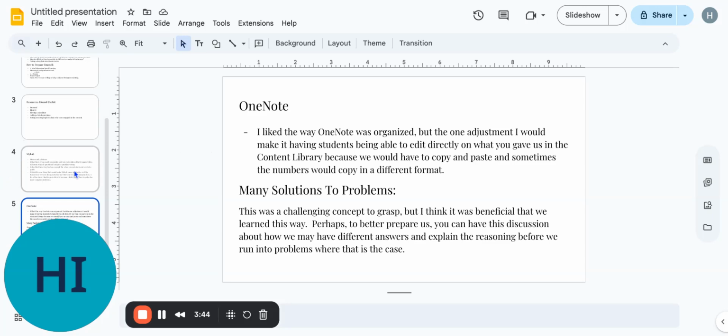In regards to OneNote, this was kind of like our notebook for the class, and this is where he would put our daily exercises. But then we also had a section for us to go and answer the questions.